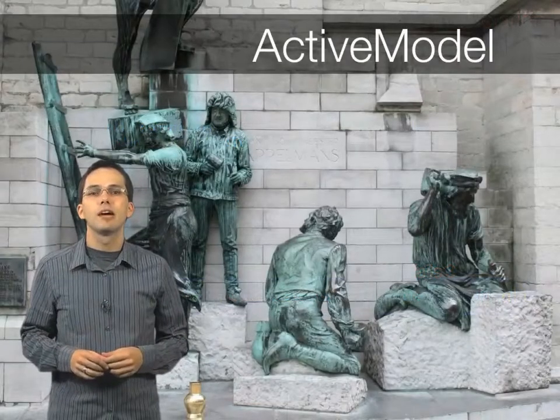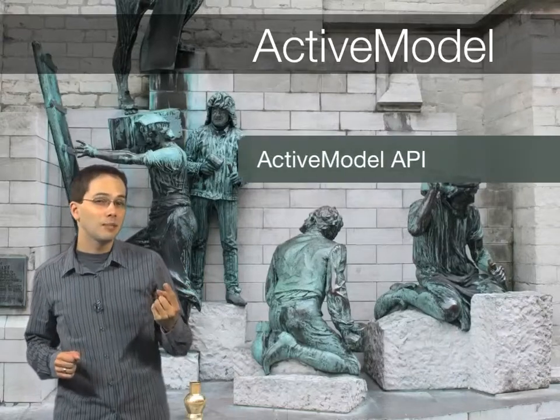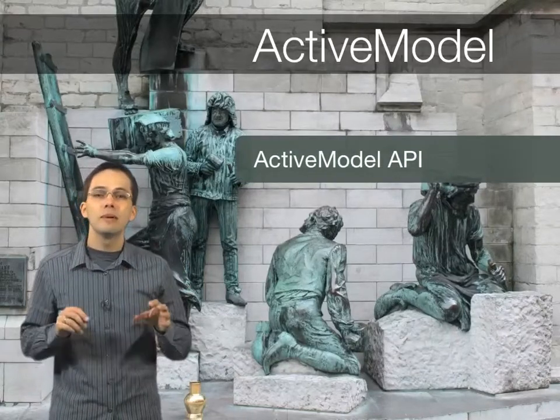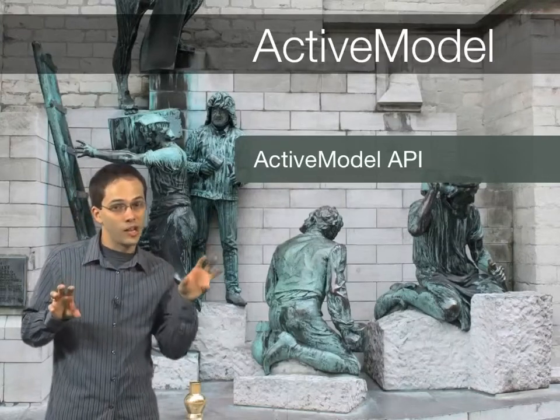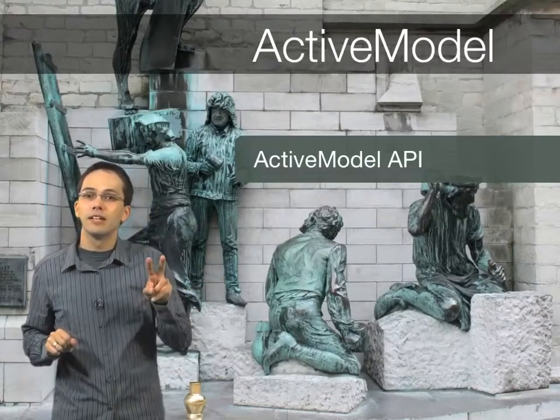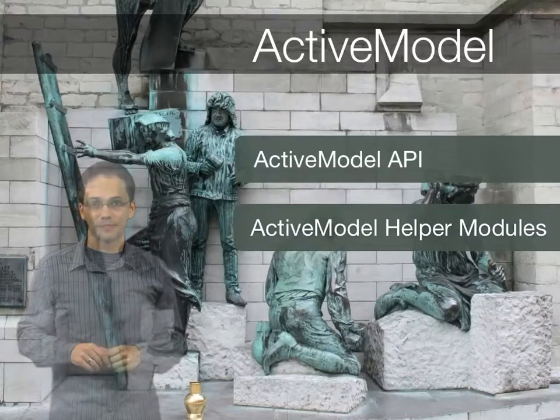Next up, we're going to be talking about Active Model, which has two core components. First is the Active Model API, which we won't be talking about, but basically it simplifies the interface for alternative data stores to be able to plug into Rails. The second core component is the Active Model helper modules, which we'll get into in just a minute.